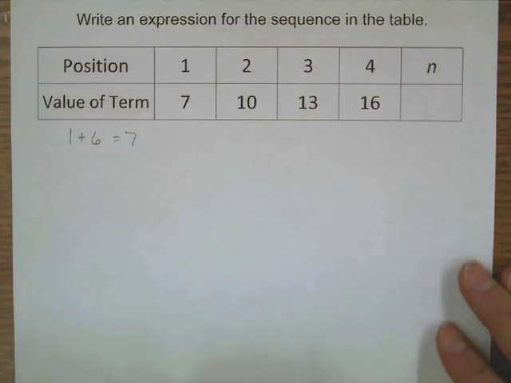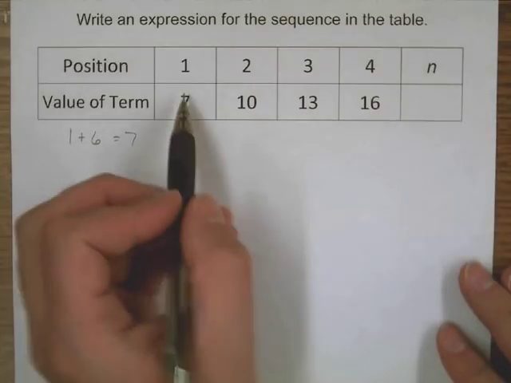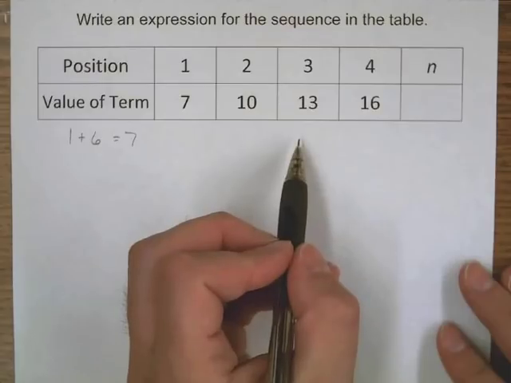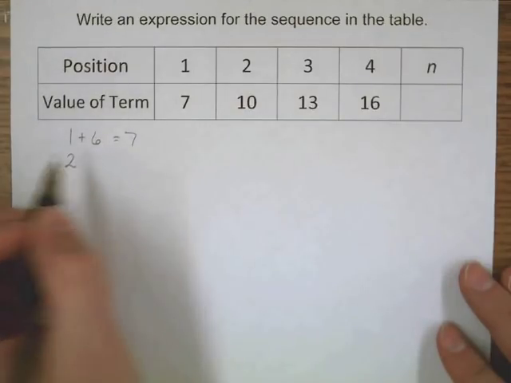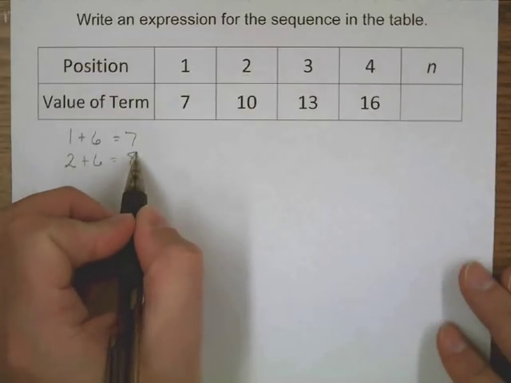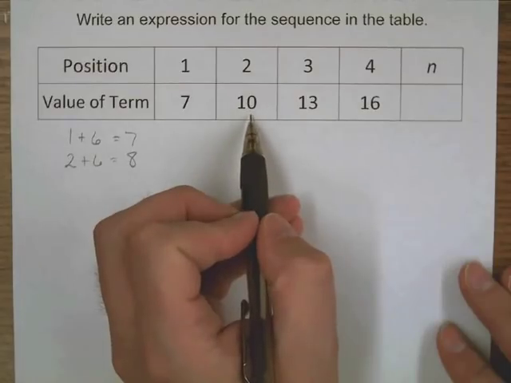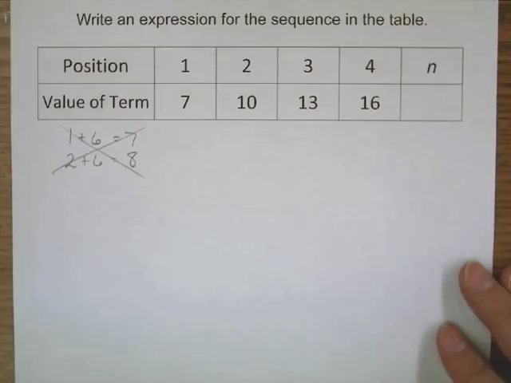But I also need to make sure that this expression I'm coming up with works for all of the data in the table. So I'm going to try it out with 2. If my position is 2, and I add 6 to that, I get 8. Well, I'm hoping to get 10. That's not going to work for me. So I need to try something else.